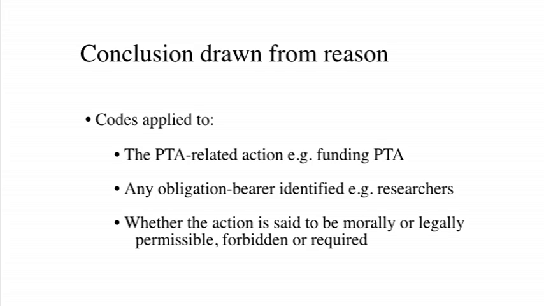So, we developed codes for the action to which the conclusion refers, for example, funding post-trial access to the trial intervention, and for the alleged bearer of the obligation, for example, researchers, and for whether the action was said to be permissible, forbidden, or required. We also noted when the conclusion drawn from the reason obviously did not follow from it. Again, reviewers faced the question of how broad or narrow codes should be. Decision makers need simple data, which argues for broad codes. But if the codes are too broad, the data becomes meaningless.